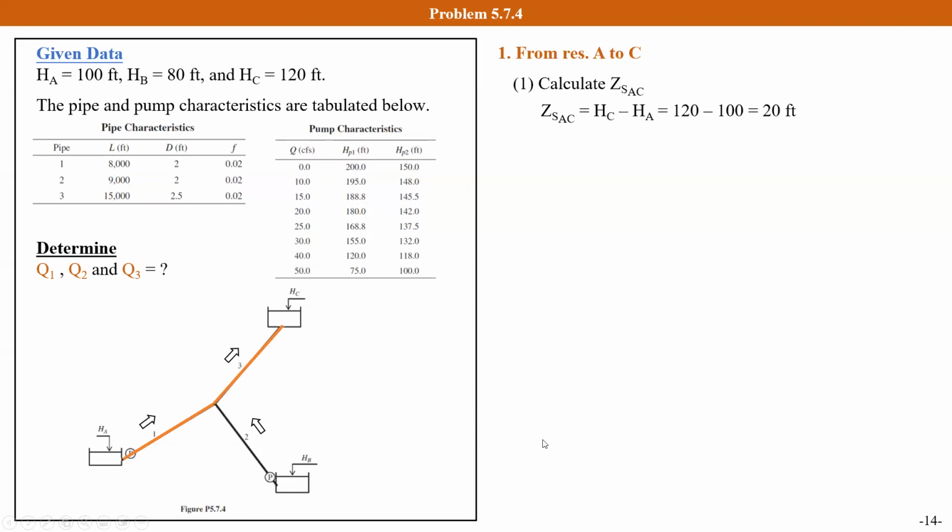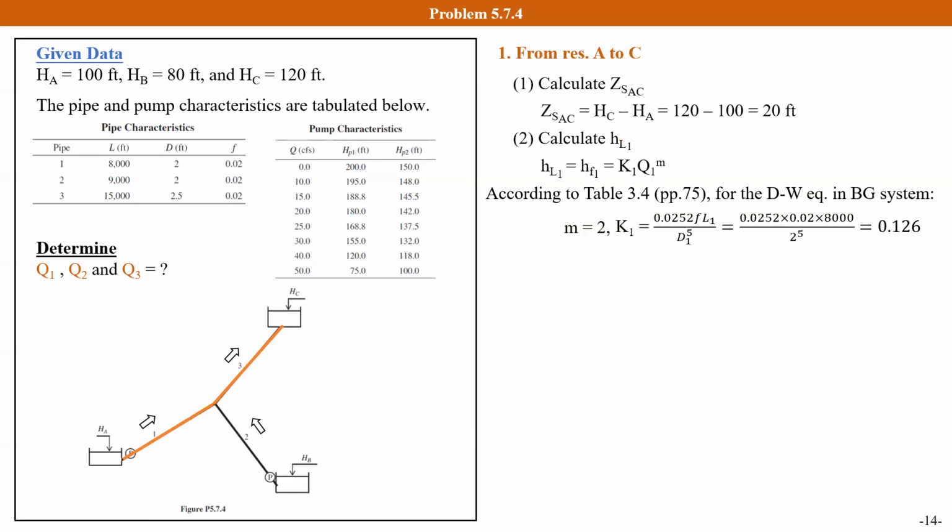We can calculate the water rise between these 2 reservoirs. It equals 20 feet. And the head loss in pipeline 1 equals K times Q to the power of M. Based on the equation in table 3.4, we can calculate K, it equals 0.126. Therefore, we can use the flow rate in pipe 1 to represent the head loss in pipe 1.